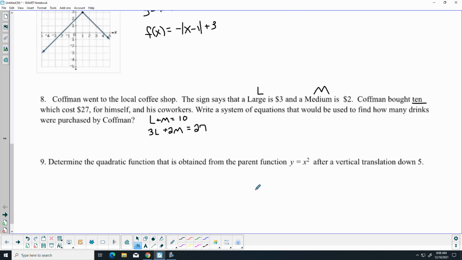Number 9, determine the quadratic function that is obtained from the parent function after a vertical translation 5 down. That's pretty easy. I'm just going to subtract 5, moving everything down 5.